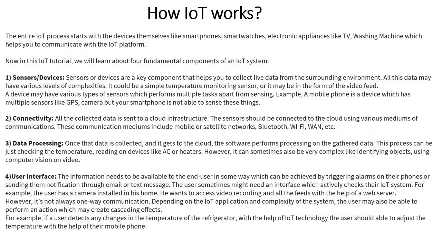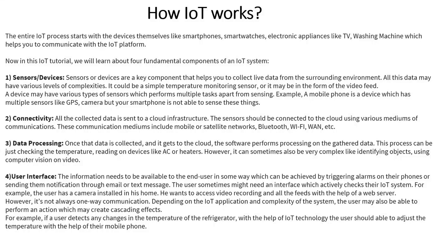How IoT works. The entire IoT process starts with the devices themselves, like smartphones, smartwatches, electronic appliances like TV, washing machine, which help you to communicate with the IoT platform. Now in this IoT tutorial, we will learn about four fundamental components of an IoT system.